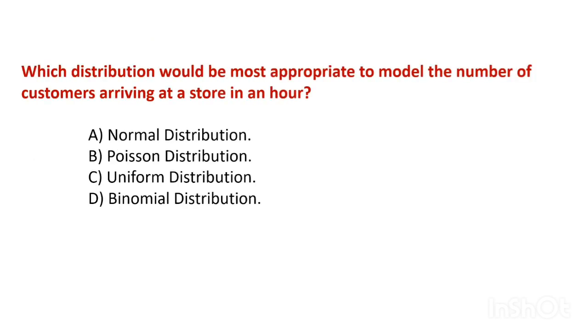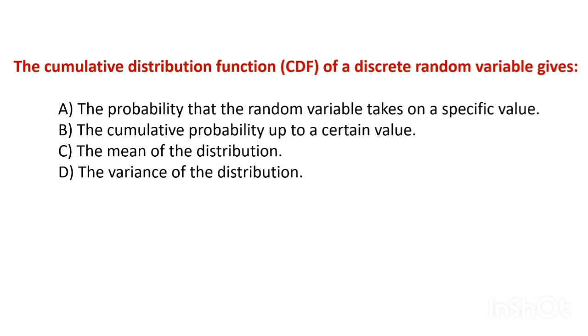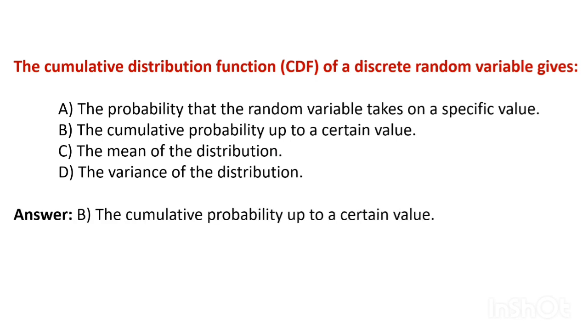Which distribution would be most appropriate to model the number of customers arriving at a store in a particular 1 hour time period? The Poisson distribution is appropriate for modeling the number of events occurring in a fixed interval of time, so it is a Poisson distribution. Answer will be B. The cumulative distribution function of a discrete random variable gives, as we know, the probability that the random variable is less than or equal to a specific value.